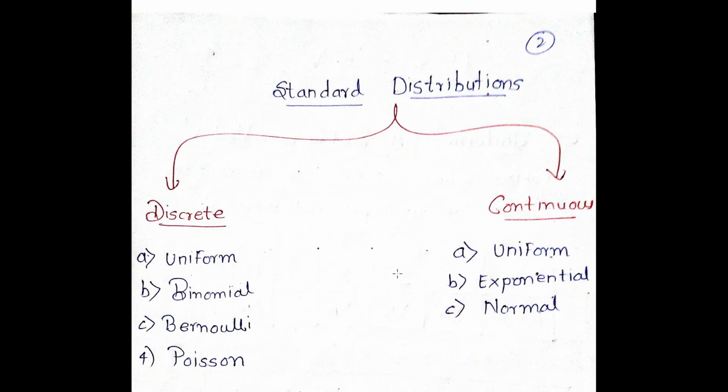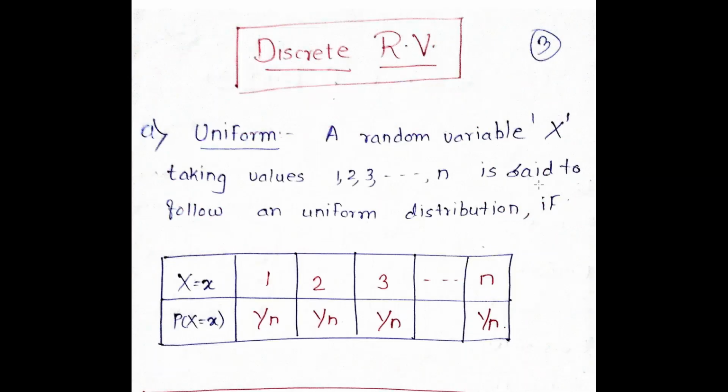Okay, so let's try to understand what the different kinds of standard distributions are. There are two kinds of standard distribution: one is the discrete, the other one is the continuous. In discrete, we have the uniform, the binomial, the Bernoulli and the Poisson. So what is the uniform discrete standard distribution?